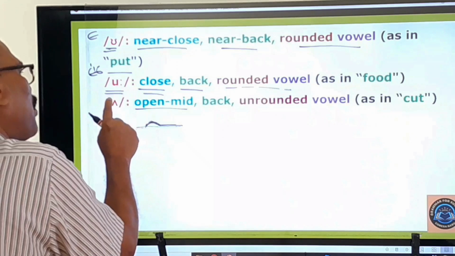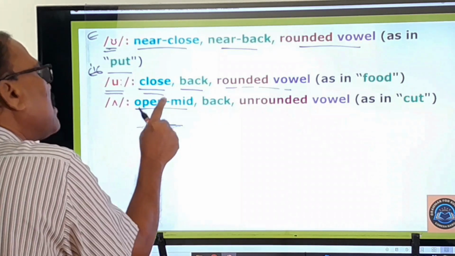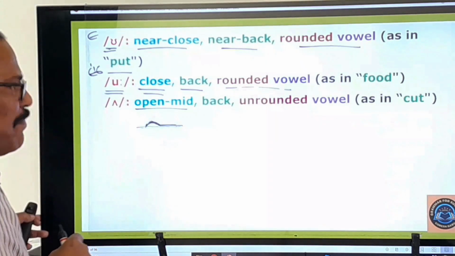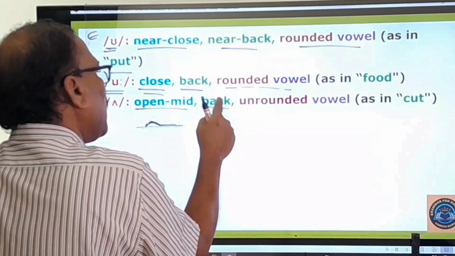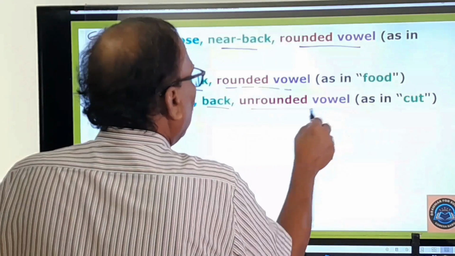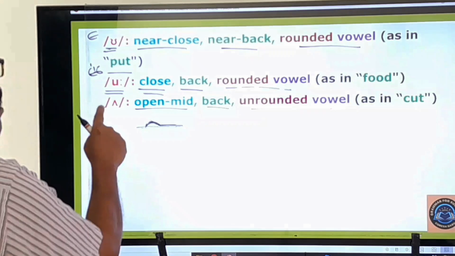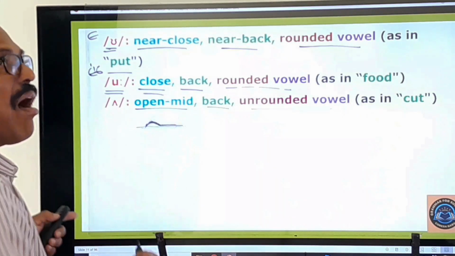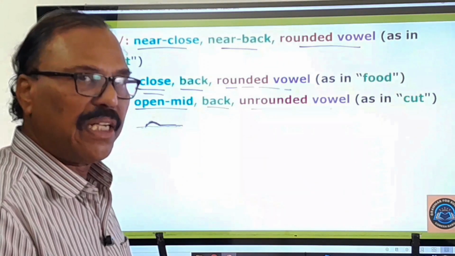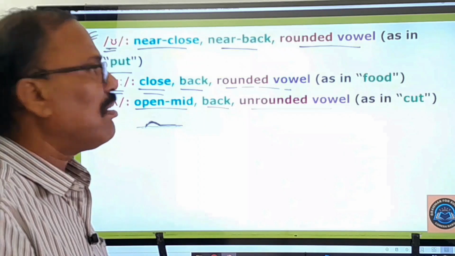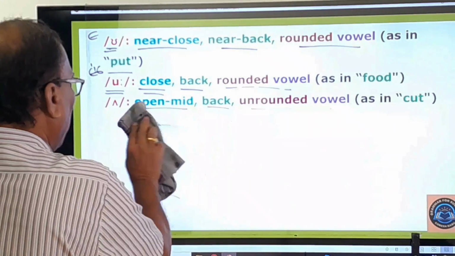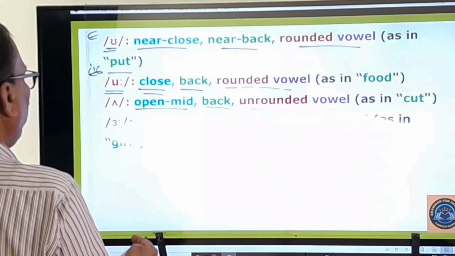In the production of this vowel, the tongue is in the open mid position, the tongue is in the back position, and the lips are in the unrounded shape. Are the lips getting rounded? No. So that is there. I go to the next one.